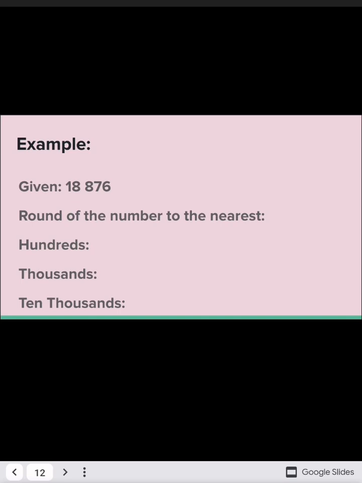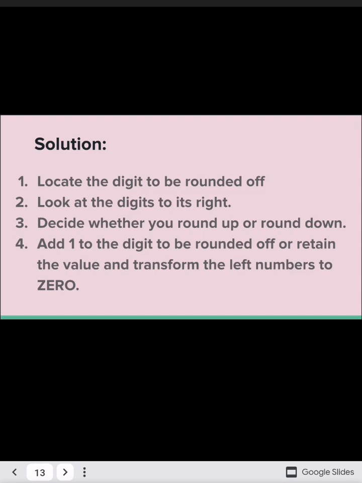The 10,000s place is 1. Okay, so first we are going to look at the digits to its right, because we are going to keep the digits to the left, but to the right we are going to change it to 0. We are going to decide after if we are going to round up or round down.